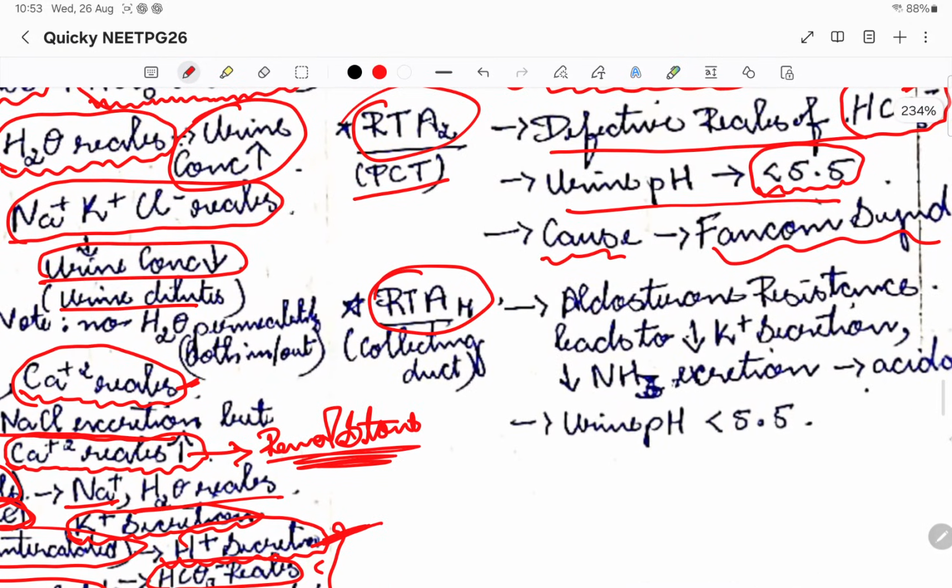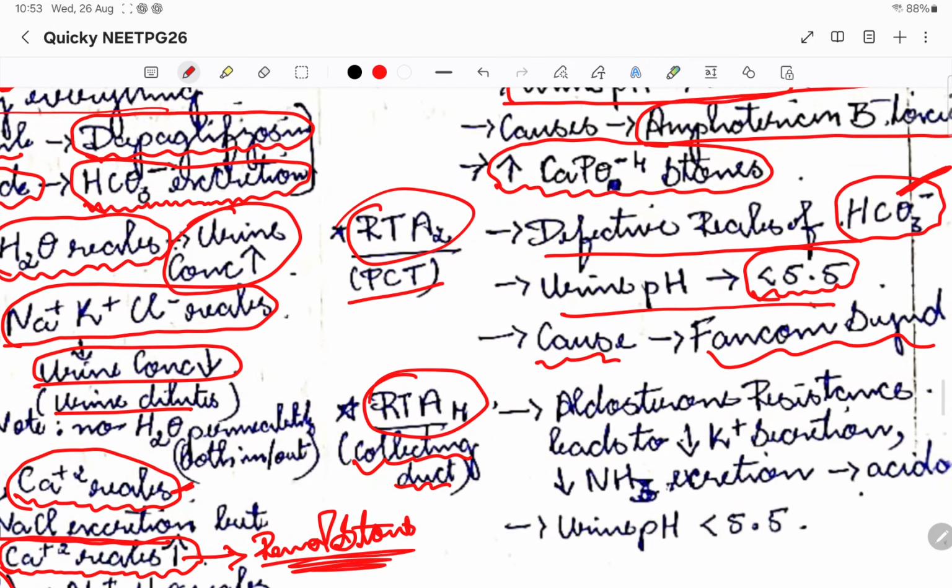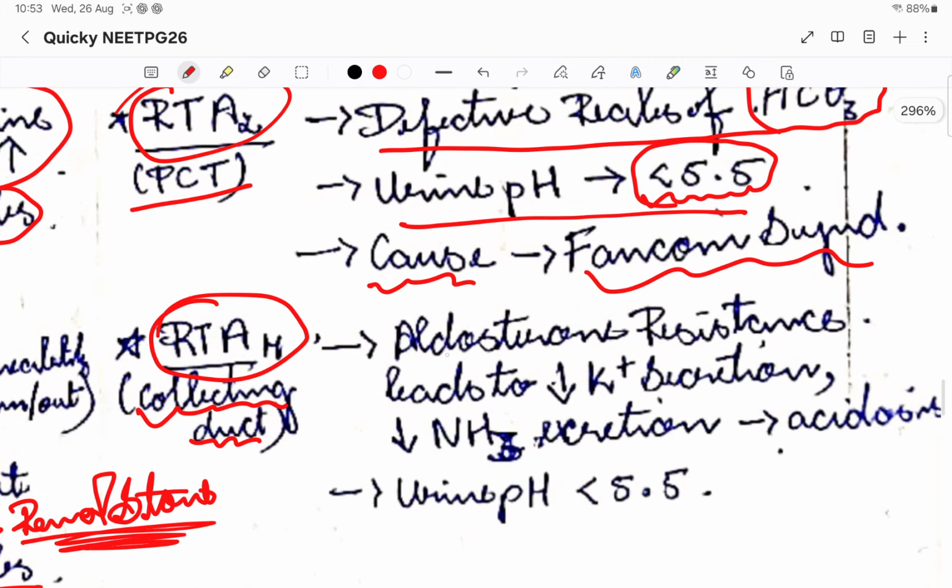Then coming to RTA4, this also occurs in the collecting duct. So RTA1 and RTA4 occur in the collecting duct. What happens is, this is due to aldosterone resistance. Aldosterone resistance.